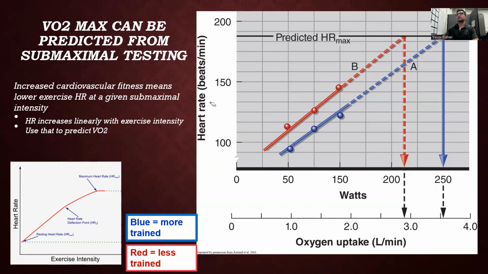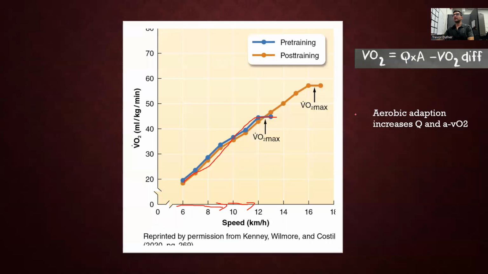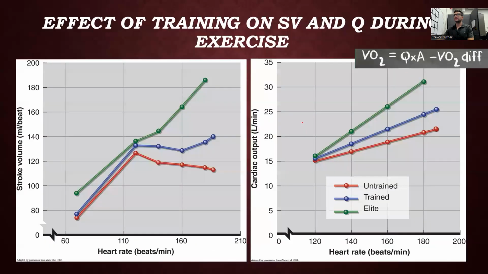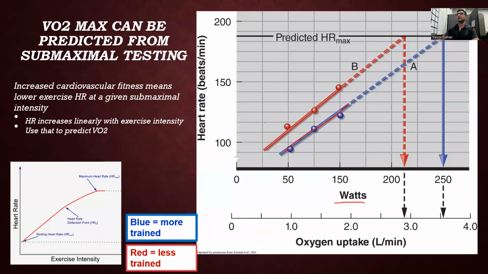Oh, there we go. Okay, so we see here that heart rate and watts have a pretty linear relationship. As you work harder, at a higher power output, more watts, your heart rate rises relatively linearly. So if we go back, we see that cardiac output is very closely tied to work rate.